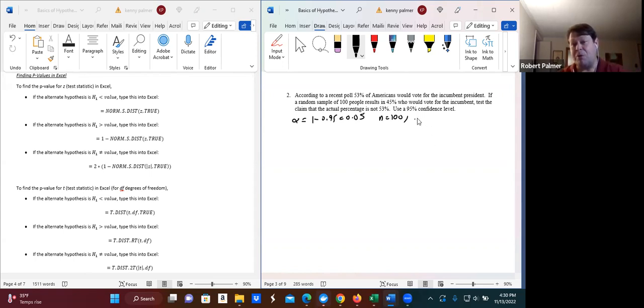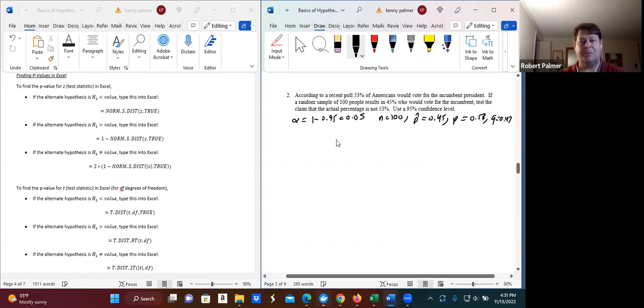Our sample proportion, p hat, is 45% or 0.45. Our population proportion that we're going to assume in our hypothesis is 53% or 0.53. And then finally, our q is going to be 1 minus that, which is 0.47. Let me write that just a bit better. I'm almost out of space over here. So 0.47.